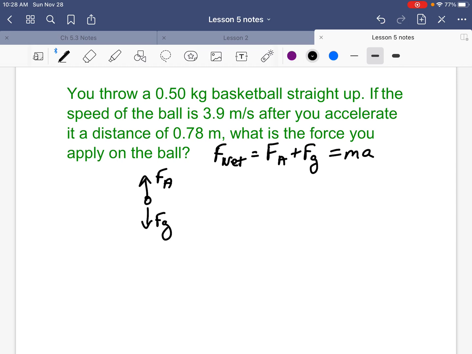So we need to figure out the force applied. We know force of gravity is mg, 0.5 kilograms times 9.81 meters per second squared. That works out to be minus 4.9 newtons. All right, now, here we have acceleration we have to calculate.